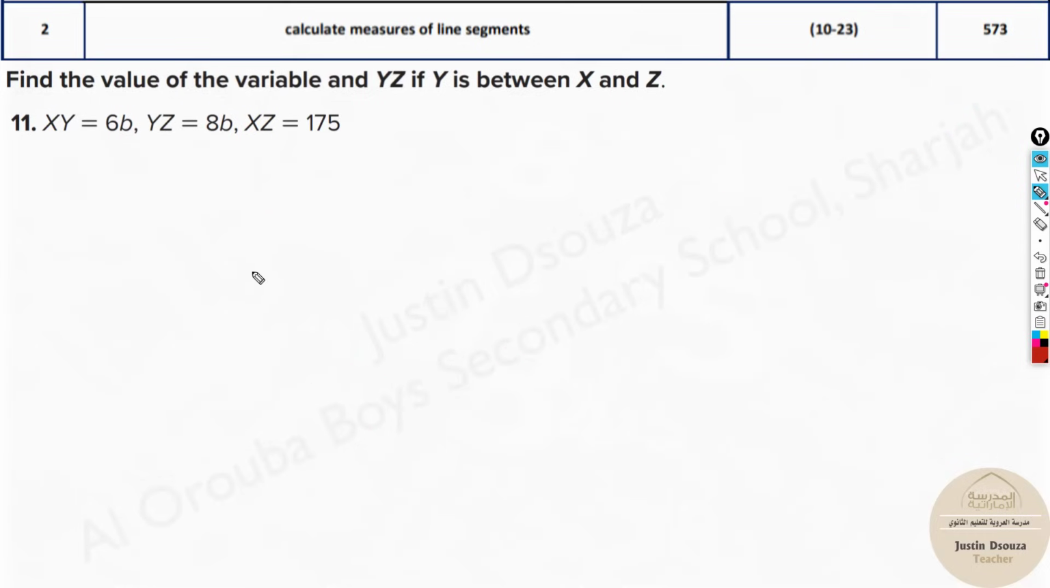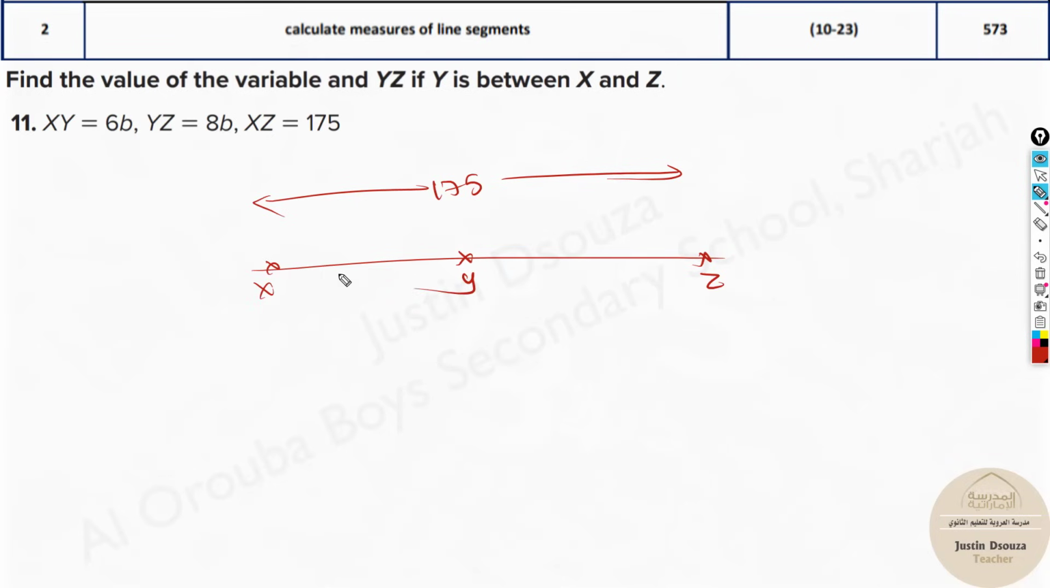I'll just do one more over here. Same situation. We have the total length of 175. That's the total. And we have been told here x and y, this is y, x and z, 6b and 8b. Here the best way would be to add 6b plus 8b, which will be equal to 175. Now we can easily find the value of b. 8 plus 6 would be 14b, that is equal to 175.